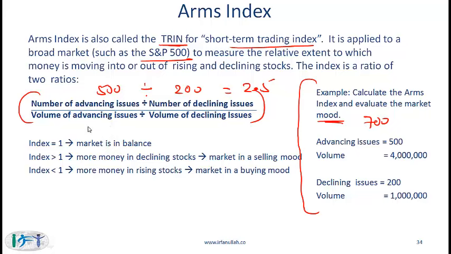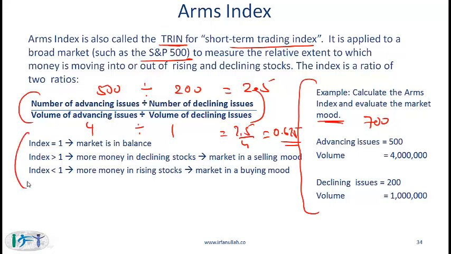and the denominator is the volume of advancing issues divided by volume of declining issues. In our particular case, that is 4 million divided by 1 million. So our ratio of ratios is equal to 2.5 over 4, which is 0.625. Is this a bullish or a bearish sign?